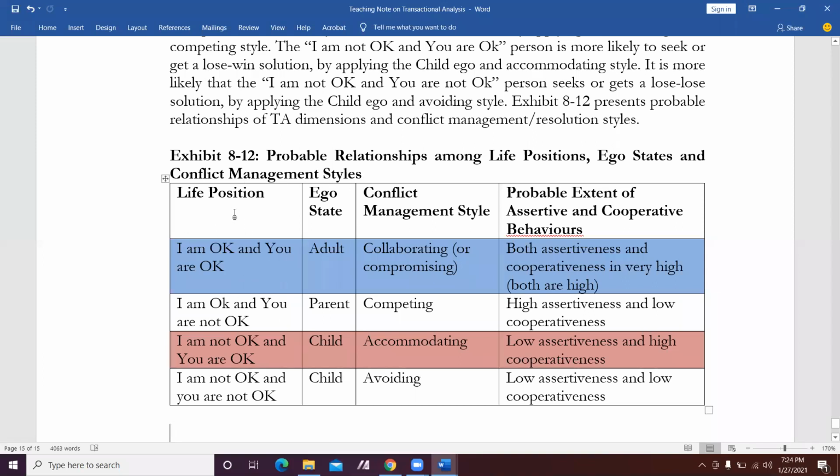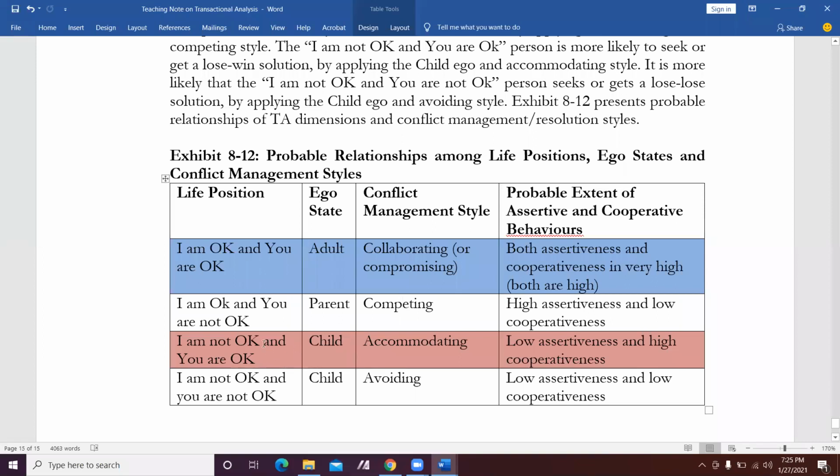Try to understand. Life position, I am okay and you are okay. Then ego state, adult. Conflict management style, collaborating or compromising. Probable extent of assertive and cooperative behaviors: both assertiveness and cooperativeness are at a very high extent. Both are high. Then life position, I am okay, you are not okay. Then parent ego state. Then conflict management style, competing. You want to win. If you are I am okay, you are not okay, then you want to win. Therefore, you use competing. Then high assertiveness and low, sorry, low cooperativeness. Low concern for the other person.